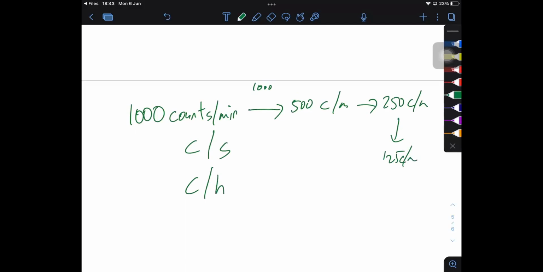Counts per minute, but it's not always counts per minute. There's no standard unit for radiation. It could be counts per minute, it could be counts per second, but just bear in mind that it's just a unit to measure how much radiation is present at that specific time.